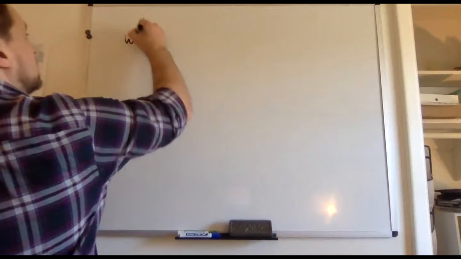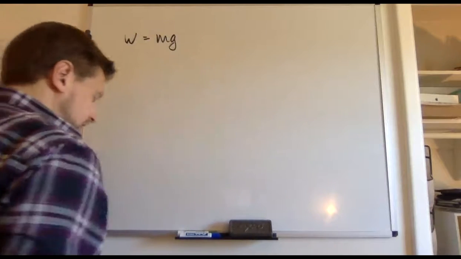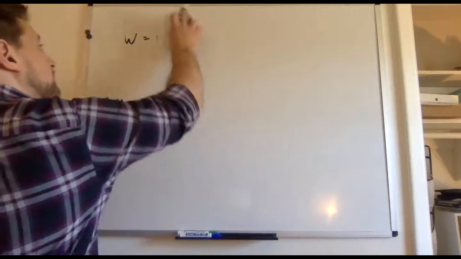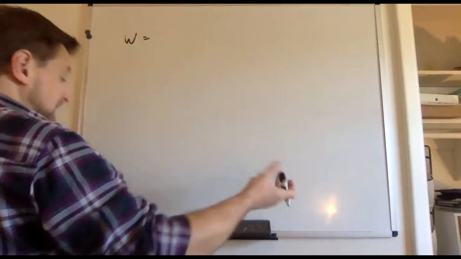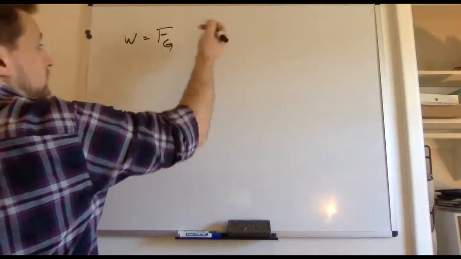Quick segment here, just to clarify something in the textbook about apparent weight. So we've been saying that the weight of an object is mass times the acceleration due to gravity g, but technically weight is just the name that we're giving the force of gravity.